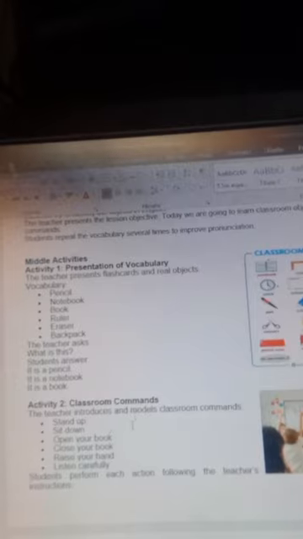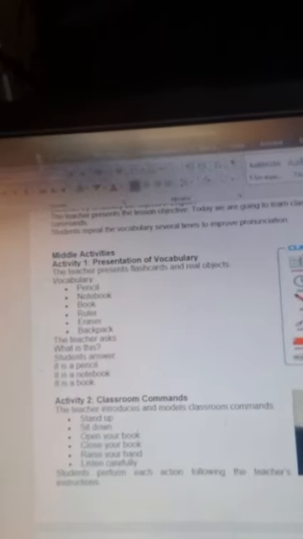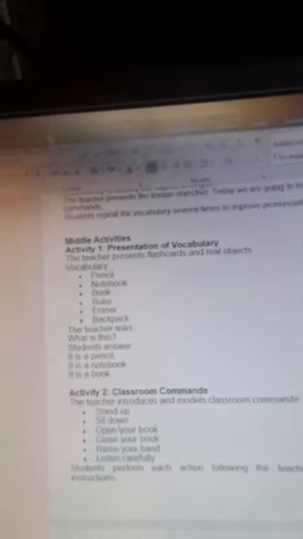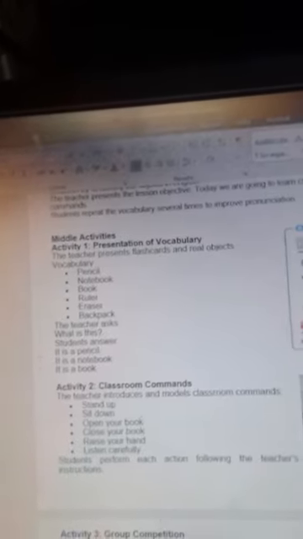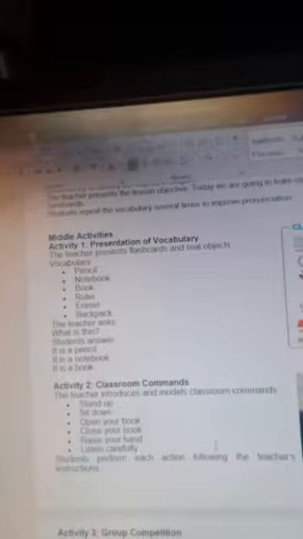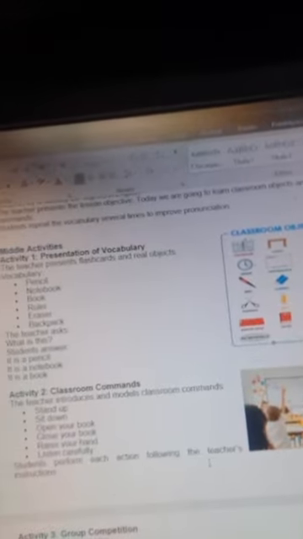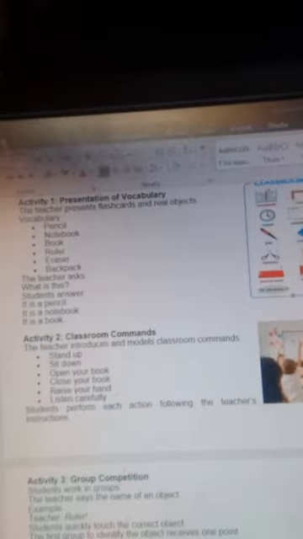Activity 2, classroom commands. The teacher introduces and models classroom commands. Stand up, sit down, open your book, close your book, raise your hand, listen carefully. The student performs each action following the teacher's instruction.